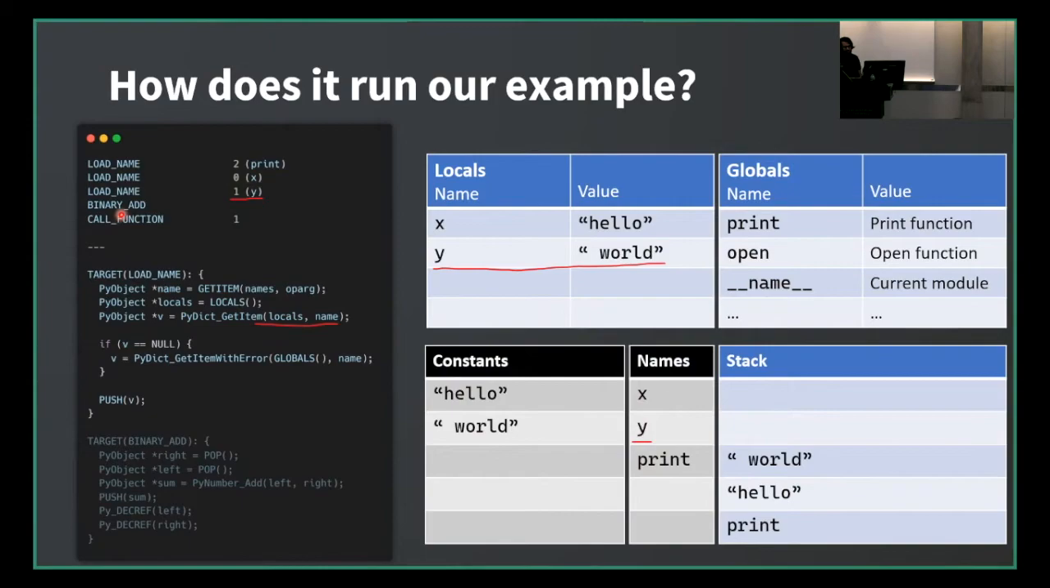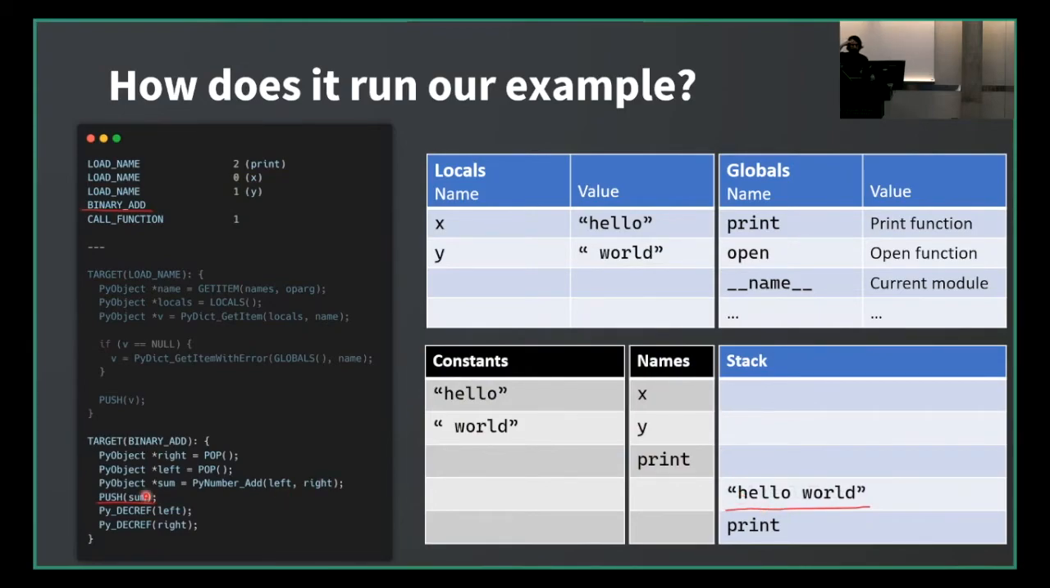So next, we have the binary add operator. And as we see, it's going to pop off the right operand, then the left operand, and then do an add on it with the left and right. So the right, in this case, is the world string, hello is the left string, and add on strings is defined to be string concatenation. So when we finish with this, it's going to have popped them off and then push the result, which is the sum, onto the stack. So now our stack looks like print, and then it has the concatenated string hello world on top.